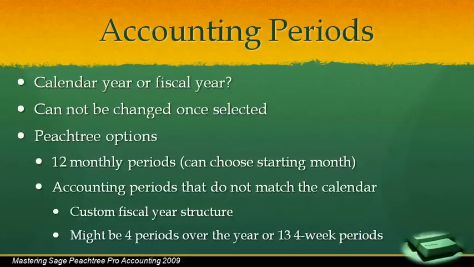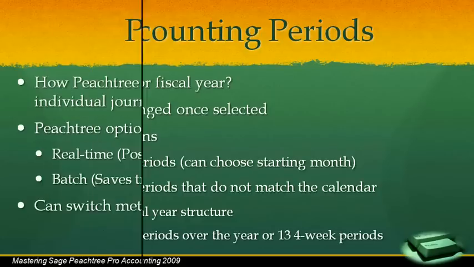Peachtree gives you the option of having 12 monthly periods, and you can choose a starting month, or accounting periods that don't match the calendar. Now that could be a custom fiscal year structure. For example, you might break your fiscal year into quarters, or you might have 13 4-week periods instead of 12 periods that are varying numbers of days. This again is something that should be carefully considered, and if you need some advice, there are plenty of places you can get it, as well as some good information on the internet.